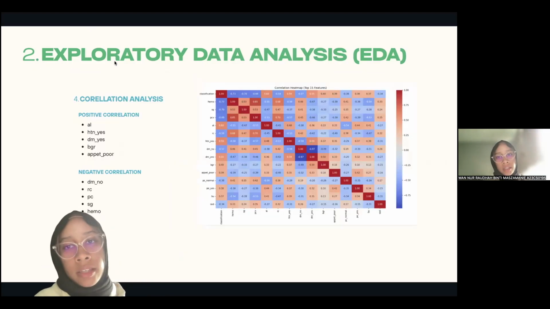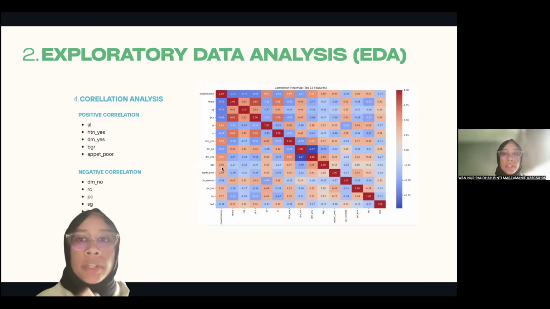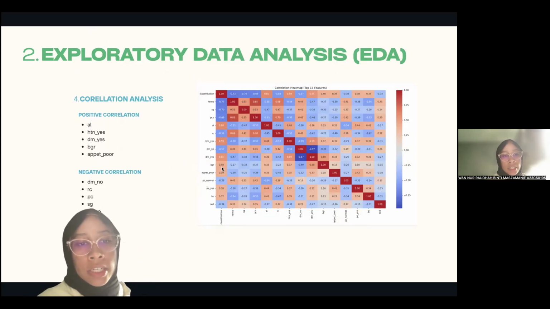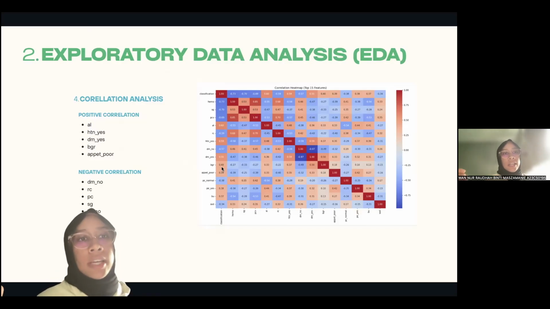As we can see in the heat map, we have the top 15 features that have the highest correlation. They are separated into 2 different correlations. The first is positive correlation, and the second is negative correlation. As we can see, for negative correlation, the lower the hemoglobin level, the higher the chance of you getting CKD.